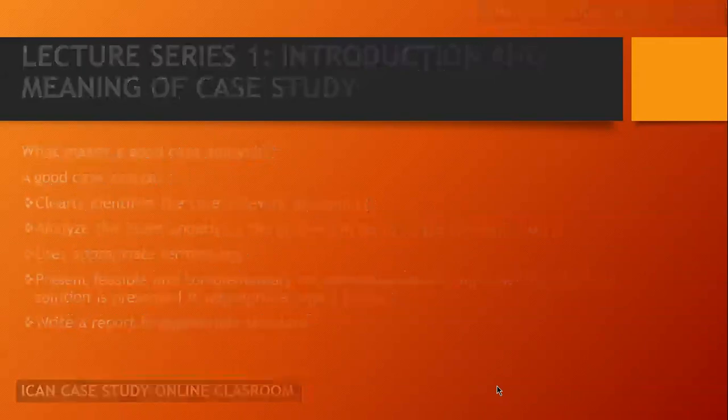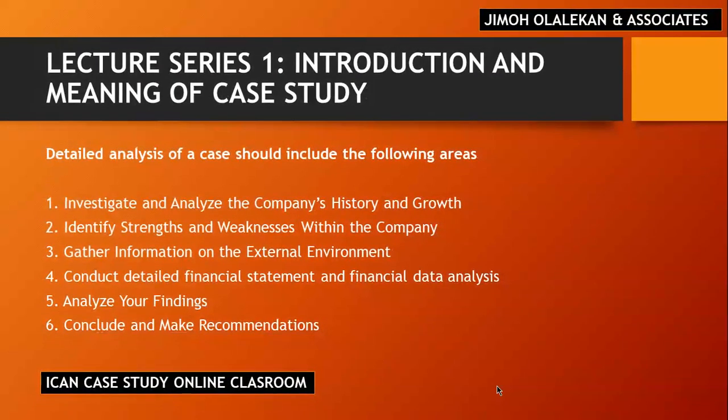Okay. Then the next thing we look at is what a detailed analysis should entail. Number one, you must investigate and analyze the company's history and growth. So you must know where the company is coming from, like what you are being taught in audit. Before you start any audit, you must understand the business. The same thing is applicable here. Where is the business coming from? How is the business being run? What are the processes that the business takes? Okay, you must understand it.